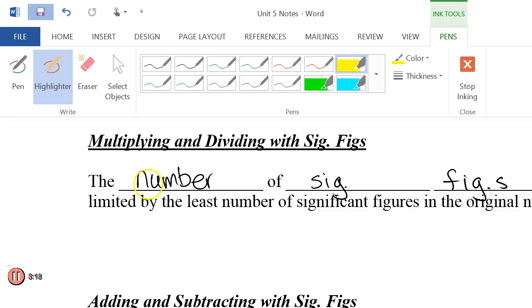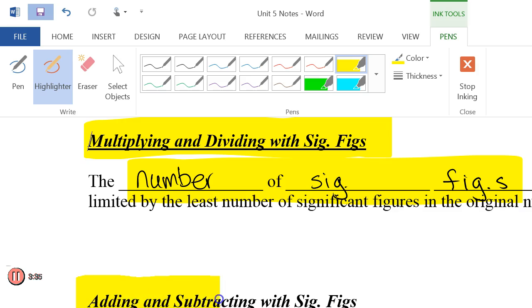So we see that when we were multiplying or dividing, it was the number of significant figures in our worst measurement that determined how many significant figures we had in our answer. Now for our next example, we'll look at an adding or subtracting example, where we won't be counting significant figures, we'll be looking instead at the digit place.